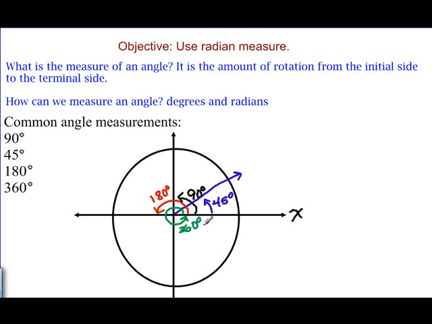So one thing to notice here is that whenever we have positive degree measurements, we're always moving in the counterclockwise direction, which we talked about earlier. What if I wanted to draw a negative 60 degrees? What would that look like? Okay, then I have to start at what? My initial side, but now I'm going to move in the clockwise direction 60 degrees. So that would look something like this.